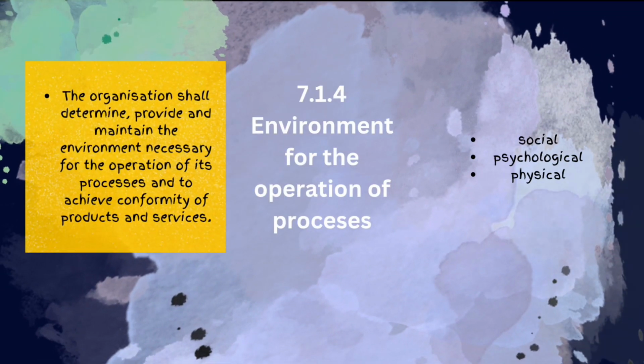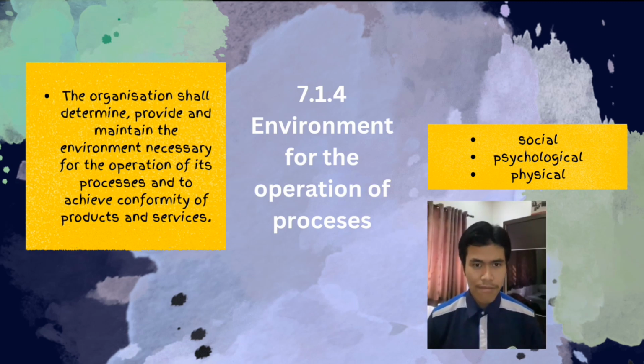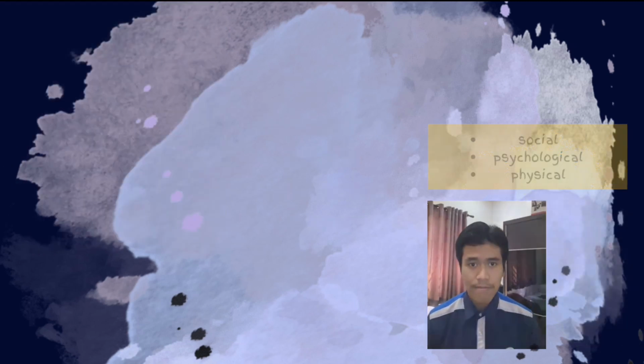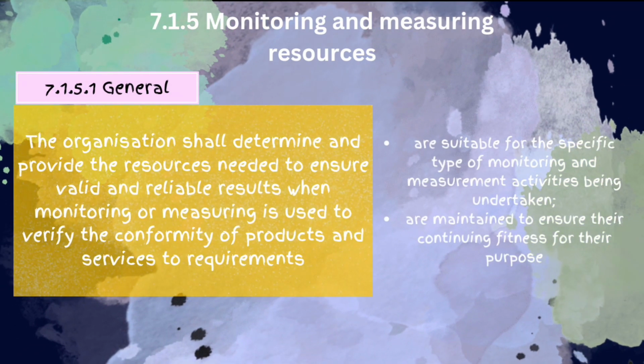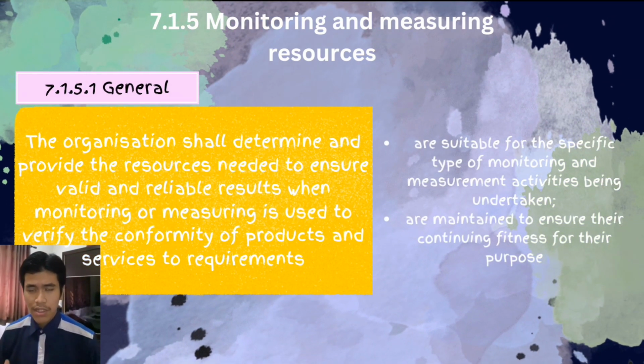ISO 9001 also has subclause 7.1.4, which emphasizes the environment necessary for the operation of its processes. A suitable environment can be a combination of human and physical factors, such as social, psychological, and physical factors. These factors can differ substantially depending on the products and services provided. Next, we come to subclause 7.1.5, which states that the organization needs to determine and provide resources to ensure the validity and reliability of results when monitoring or measuring is used to verify the conformity of products and services. They also need to ensure that the resources provided are suitable for the specific type of monitoring and measurement activities being undertaken, as well as being regularly maintained.